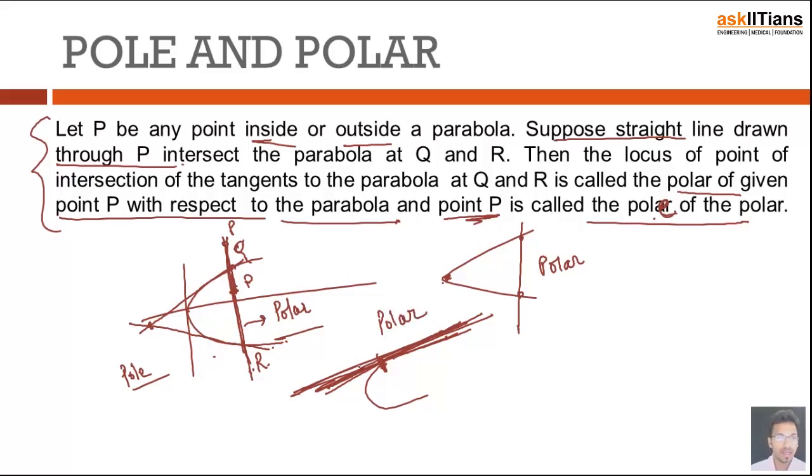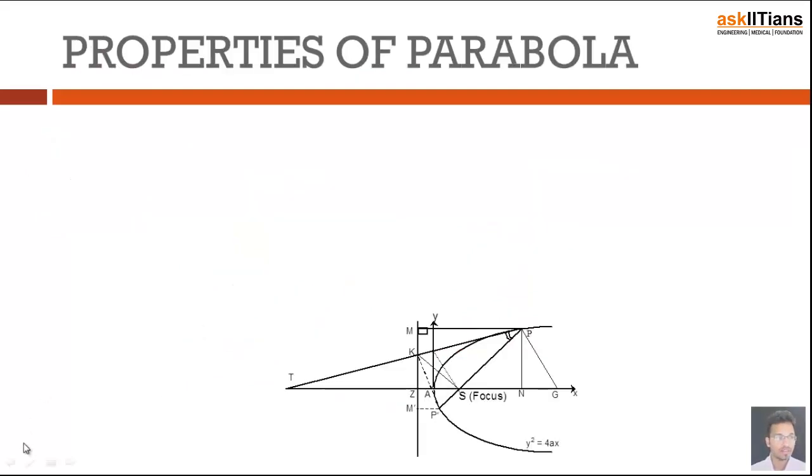Okay, and not a difficult one. So again we just need to know the definitions about the pole and polar. We will see if the questions are there in the test paper, and the questions we are going to discuss in the next part. Okay, so let's move on to the next topic, properties of parabola.